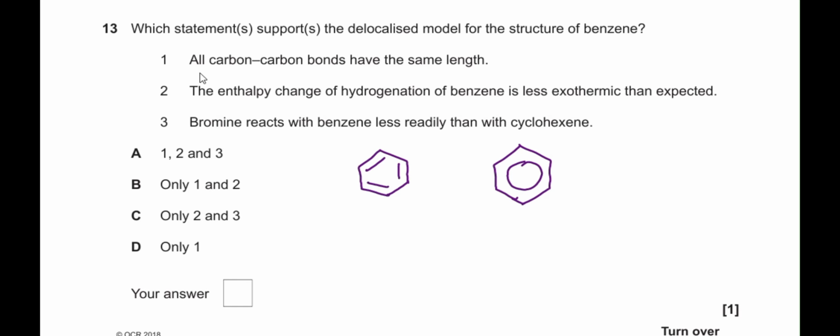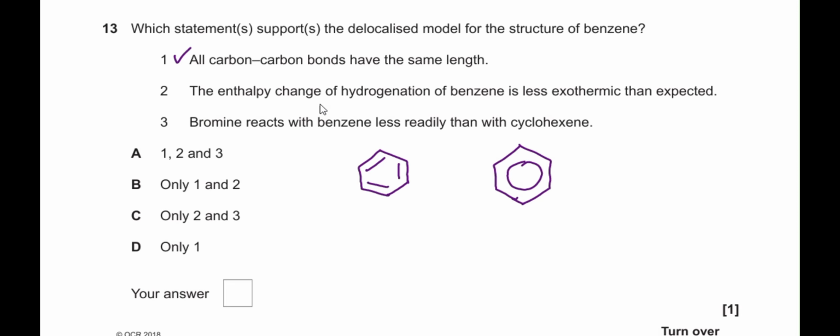Now let's read these statements. All carbon-carbon bonds have the same length. Okay, so the Kekulé structure had double bonds and single bonds, and therefore it was believed that they would have different bond lengths. But actually, when we looked at benzene, scientists came to know that they all had the same length. All the bonds have the same bond length. Therefore, this observation is correct and this supports the delocalized model.